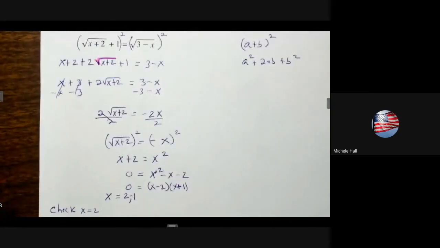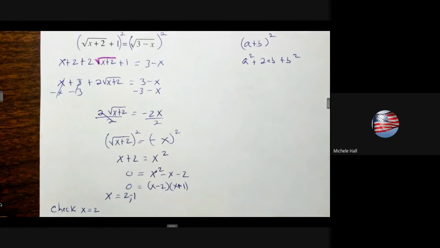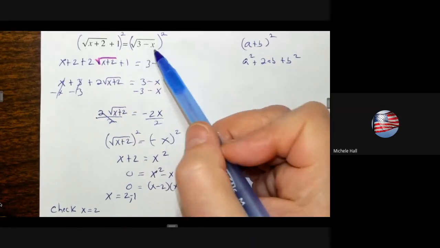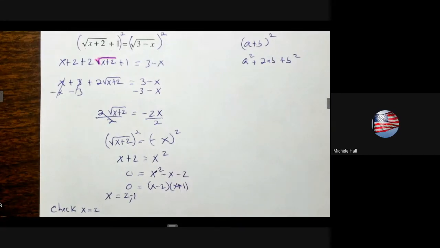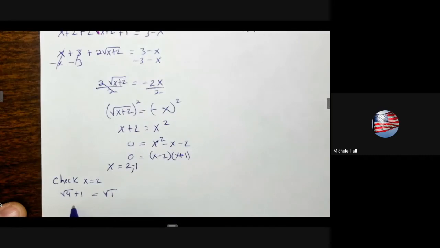We have checking 2. 2 plus 2 is 4. The square root of 4 plus 1. And 3 minus 2 is 1, so the square root of 1. The square root of 4 is 2 plus 1. And 3 does not equal 1. So 2 can't be a solution.